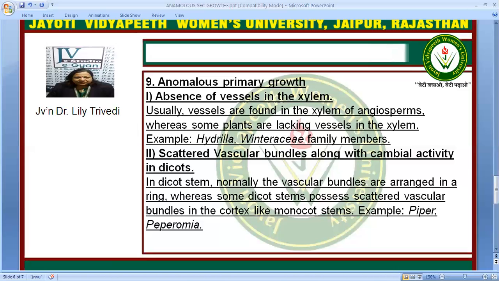Scattered vascular bundles along with cambial activity in dicots. In dicot stems, normal vascular bundles are arranged in a ring, but some dicot stems also possess scattered vascular bundles in the cortex like a monocot stem. Such vascular bundles are found in Piper and Peperomia.